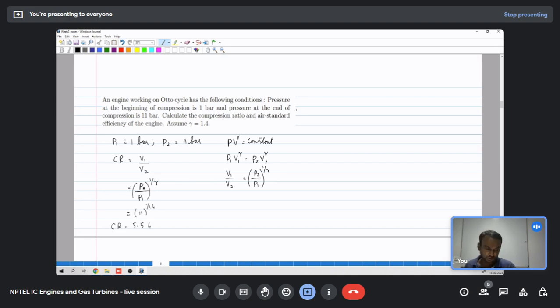So this is 5.54. So this is the compression ratio, and if you want to calculate the air standard efficiency, we have 1 minus 1 by r power gamma minus 1. So that is 1 minus 1 by 5.54 power 0.4. So this is 0.4958 or 49.58% efficient.